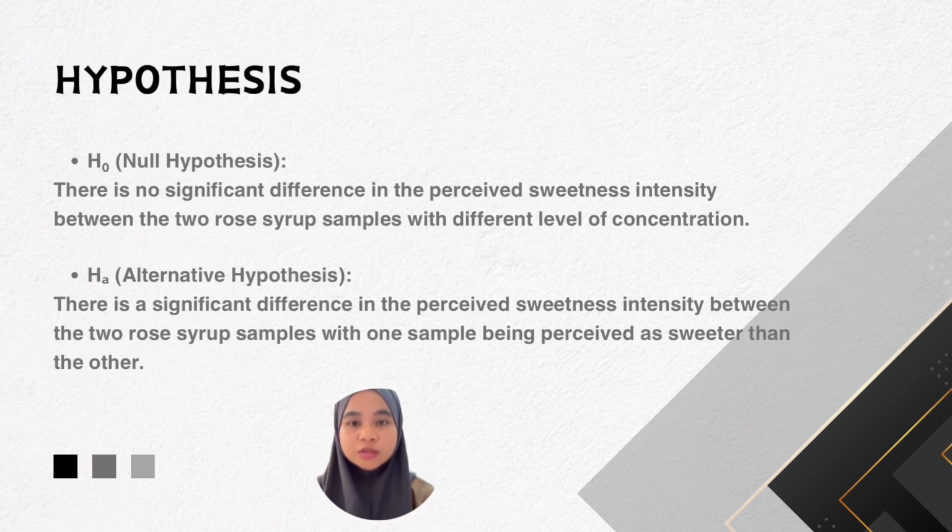And this slide shows the hypothesis of the study. The first one is the null hypothesis: there is no significant difference in the perceived sweetness intensity between the two rose syrup samples with different levels of concentration. And the second one is the alternative hypothesis, which is there is a significant difference in the perceived sweetness intensity between the two rose syrup samples, with one sample being perceived as sweeter than the other.